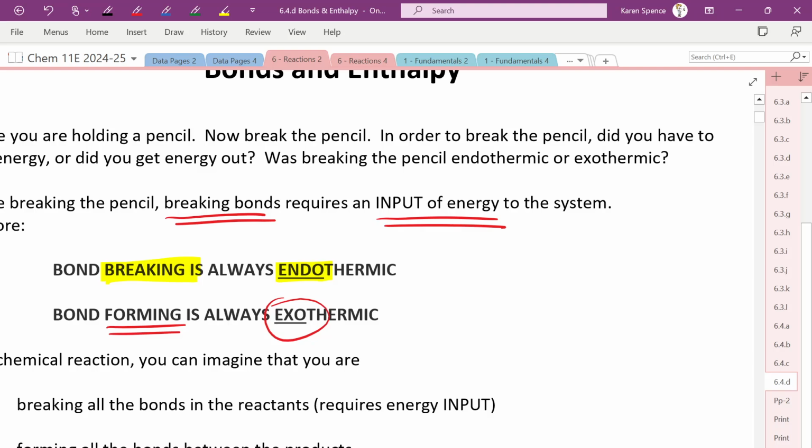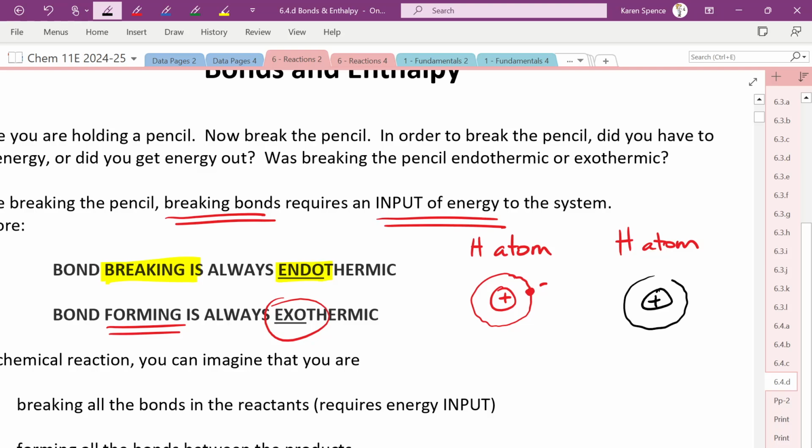Let's imagine that we have a hydrogen atom. Okay, and I'm not going to write H. I'm going to write, we have a hydrogen atom. And we have another hydrogen atom. And it has a nucleus. And zooming around the nucleus, it has an electron. Yes? We have another hydrogen atom with a nucleus, and it also has an electron.